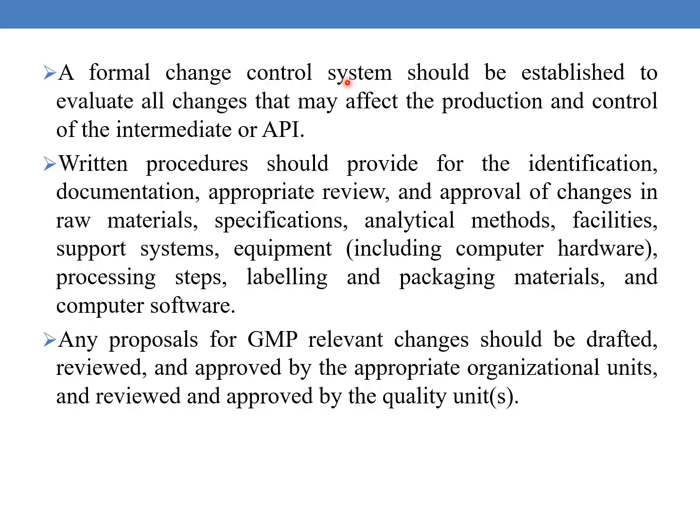A formal change control system should be established to evaluate all changes that may affect the production and control of the intermediate or API. Written procedures should provide for the identification, documentation, appropriate review and approval of changes in raw materials, specifications, analytical methods, facilities, support systems, equipment, including the computer hardware, processing steps, labeling and packaging material, and computer software. Any proposals for GMP relevant changes should be drafted, reviewed and approved by the appropriate organizational units and reviewed and approved by quality units.